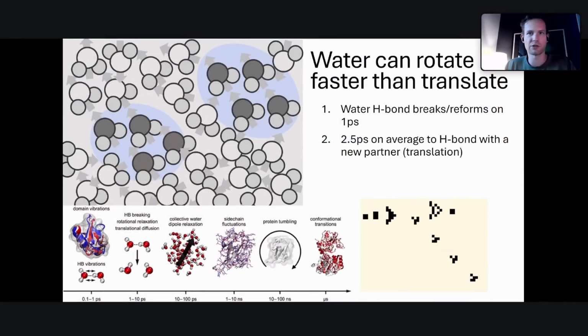Microseconds, I have on this cartoon here, would be like conformational transitions of proteins. So that's actually going to be like enzymes doing work, or maybe a motor protein rearranging.